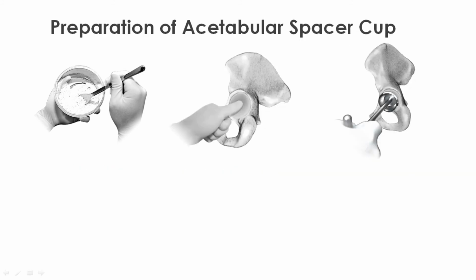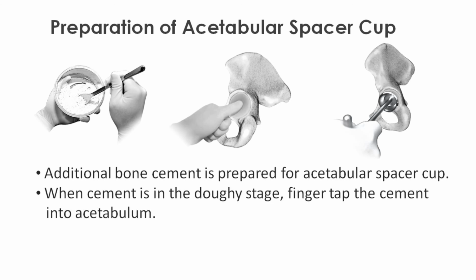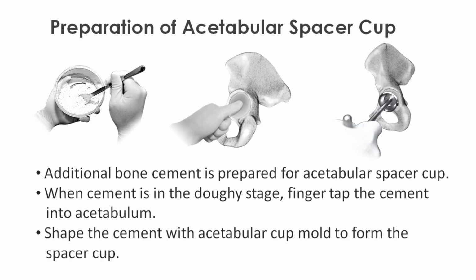After the femoral spacer, the acetabular spacer cup is prepared with additional bone cement. The amount of bone cement required depends on the size of the patient's acetabulum and the degree of bone defect. When the bone cement is in the doughy stage, finger tap the cement into the acetabulum and shape the cup with the metal cup mold until the cement is fully polymerized.